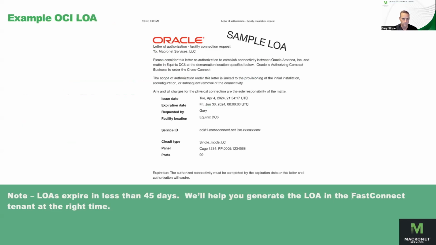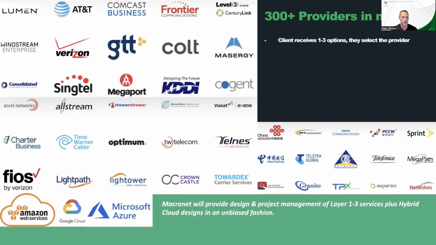So we talked about the LOA. So which providers to use? We've worked with 300 plus different providers. They all have pluses and minuses depending upon your use case. So if you work with abc.com and that's who you've worked with for the last 30 years, not a problem. We can tell you, is it a good fit for your use case or not?